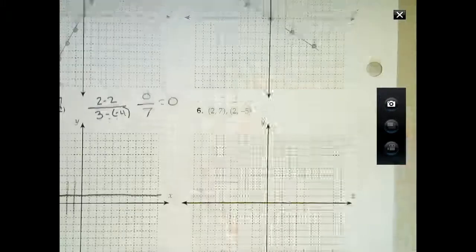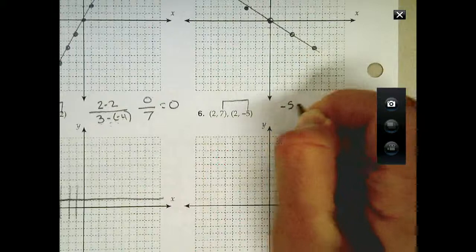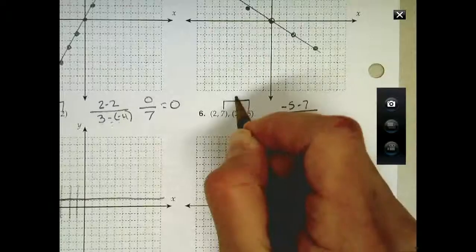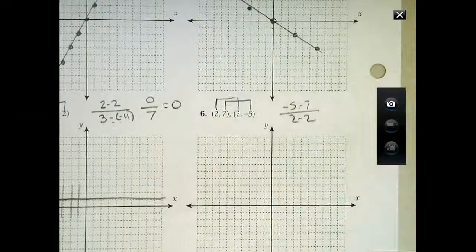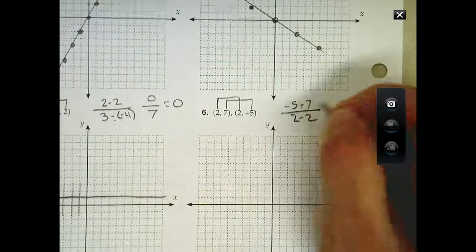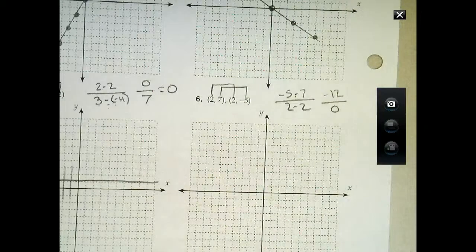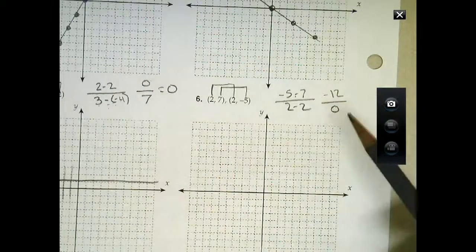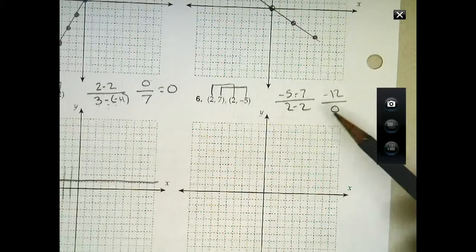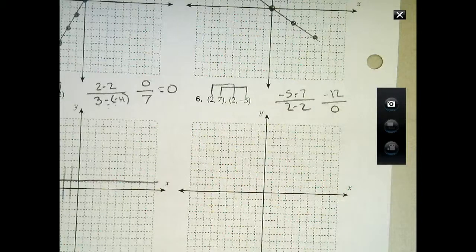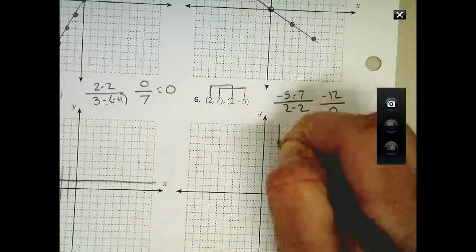And the last one. Again, y2 minus y1, I get negative 5 minus 7 over 2 minus 2. Negative 5 minus 7, I get a negative 12 over 0. But if you notice, if you try to even do it in a calculator, it won't do it. You can't divide any number by 0. So in this case, you're going to have no solution. Well, just like I did with the 0 slope, except I know now it's no solution.